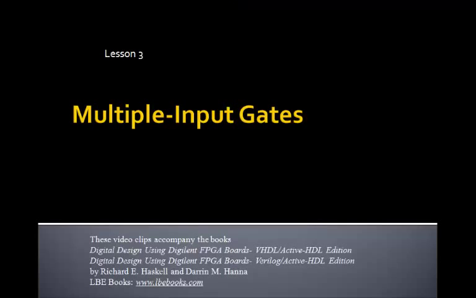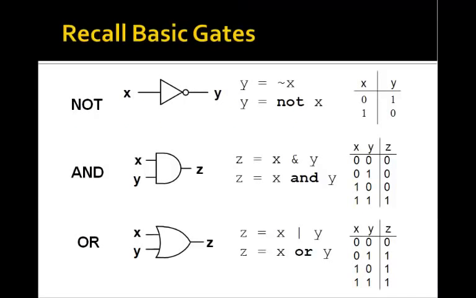This is lesson 3 on multiple input gates. Let's recall the basic gates that we talked about in lessons 1 and 2. Remember this is the NOT gate, the AND gate, the output's 1 only if both inputs are 1, and the OR gate, in which the output is 0 only if both inputs are 0.